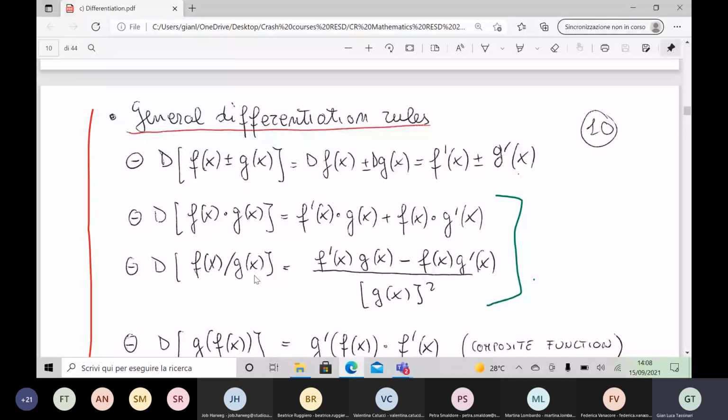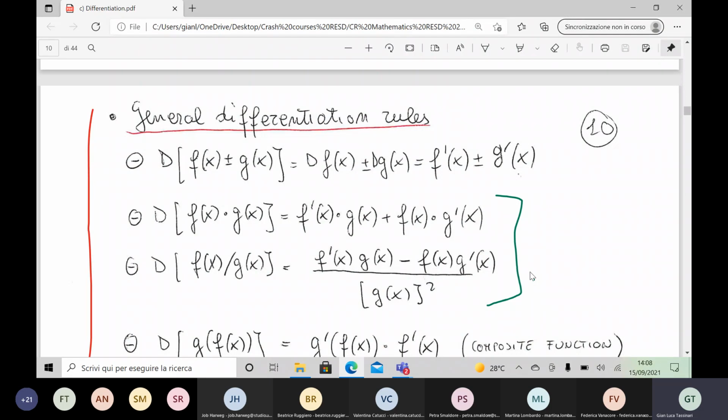Please do not confuse the product and the ratio, because you see that the numerator here is very similar to the derivative of the product, but there is a difference. You have minus the numerator times the derivative of the denominator. Instead, in the product rule, you have the plus.